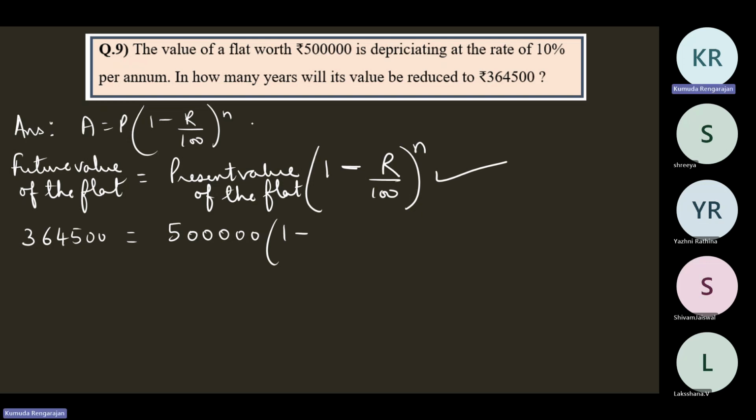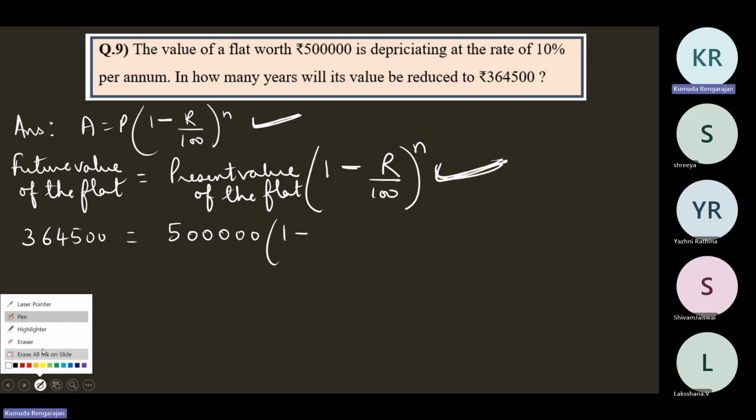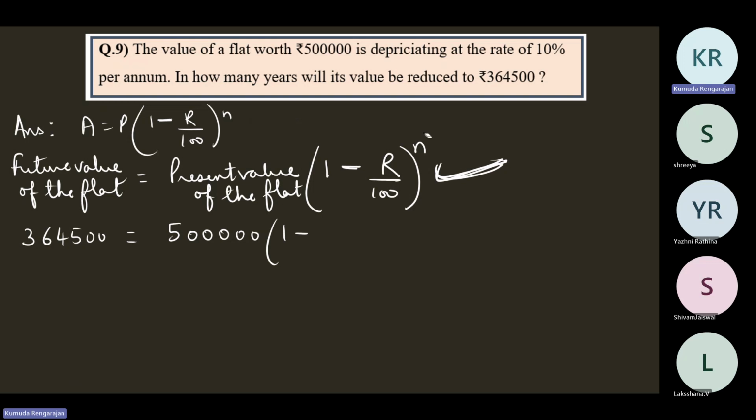This is the formula under compound interest. Just that we use a minus because it's depreciating. And then we apply this formula to the current situation. So we replace A with whatever, P with whatever. Here I don't substitute any values. In the next step, we'll put all the numbers.